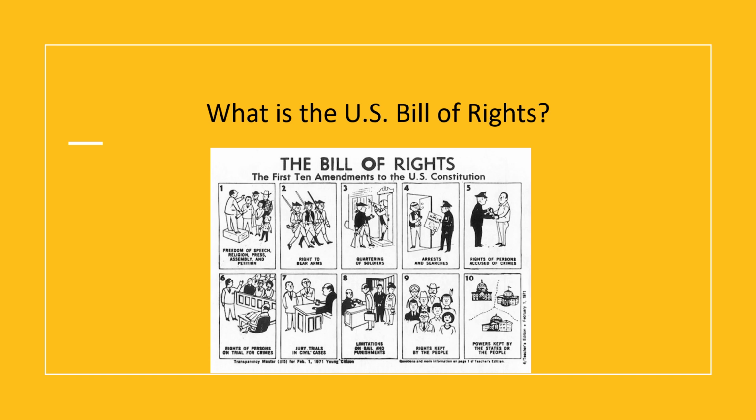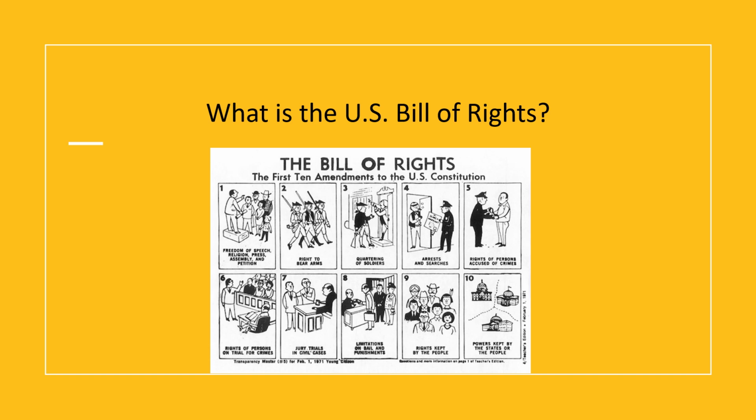Now, as you can see, there are short phrases included in each of the 10 boxes, each representing one of the 10 amendments to the U.S. Bill of Rights. So not all of the rights that are in the U.S. Bill of Rights are represented in this cartoon representation. But what I really like about this is it gives us a sense about what some of these rights are about.